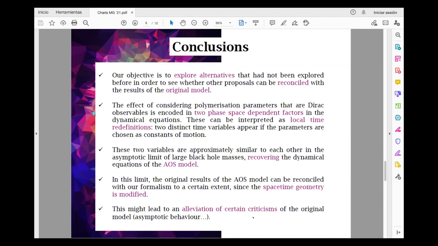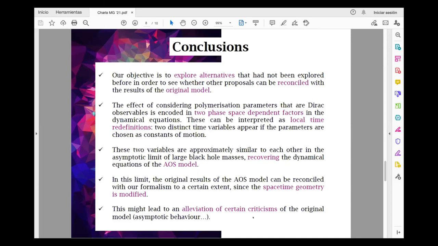So these two time variables are a key feature of the model as it has been presented. These variables, as I said, are approximately similar to each other in the asymptotic limit of large black hole masses, recovering the dynamical equations of the AOS model. So in this limit, the original results of the AOS model can be reconciled with our formalism to a certain extent.